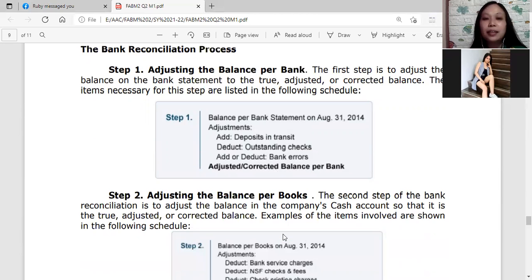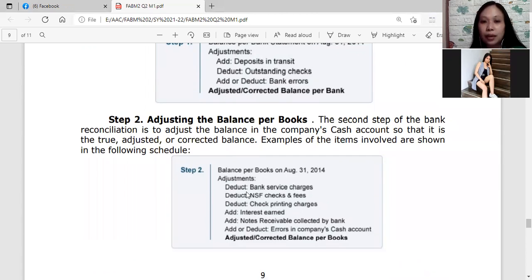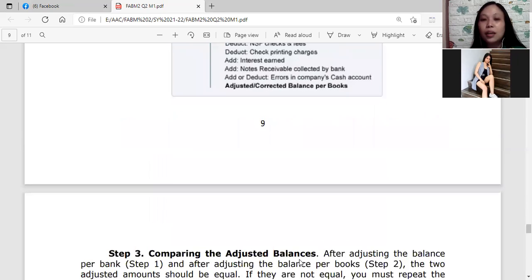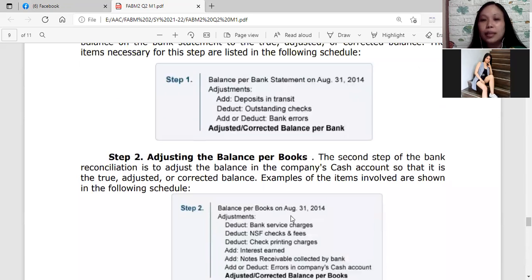And then after that, you are going to adjust also the balance per book. In your balance per book, this is what you do: deduct the bank service charges, deduct the NSF charges, deduct the check printing charges, add interest earned, add receivables, add or deduct errors. I mentioned that to you. And then you will know the total. Okay, so you compare now. Your balance in your book needs to be the same as the balance in your bank. So dapat balanse na sila.